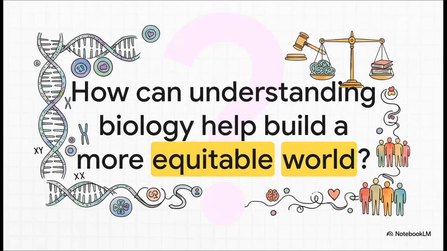So, I'll just leave you with this to think about. We've seen that the biological story of sex is, kind of paradoxically, both incredibly simple at its core and amazingly complex in how it all plays out. The real question for all of us is, how can a deeper, more honest understanding of all that complexity actually help us build a fair and more equitable world?